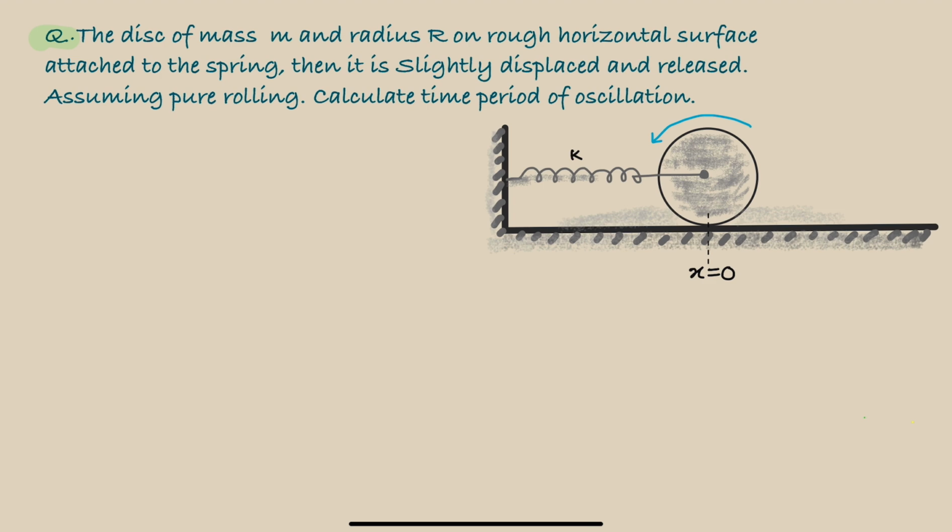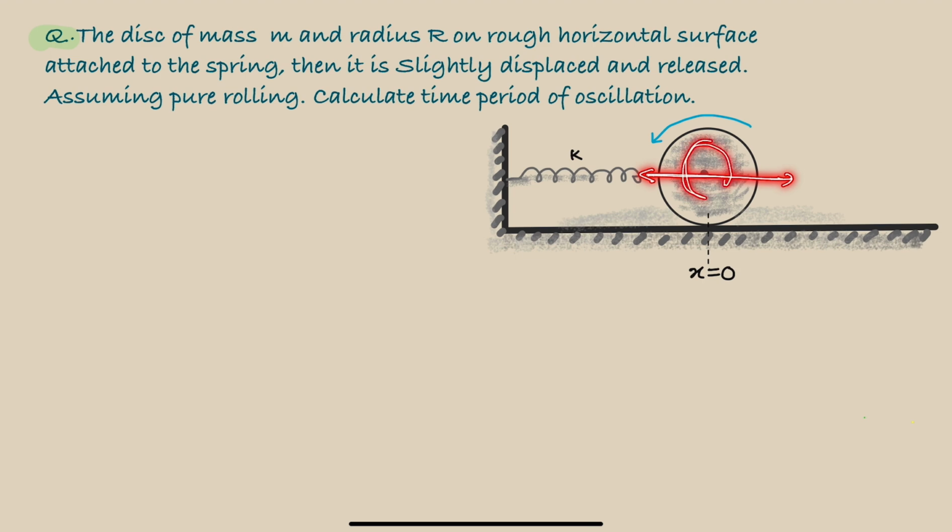Now, here it is assumed that the spring is at its natural length, and this will be the mean position of the oscillation. Now, once this disk is given a little bit of displacement and then it is released, it will move back and forth. But while it is doing back and forth, it will roll also.